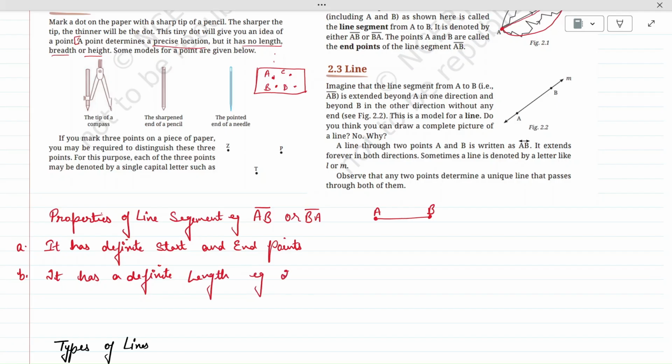For example, it can be of 2 centimeters, we can make it of 5 centimeters, or any dimensions you want to do using a ruler. So this was about the line segment.